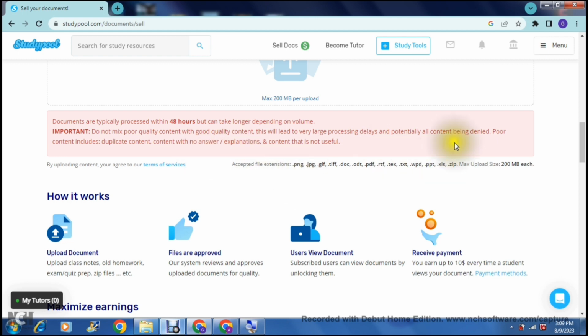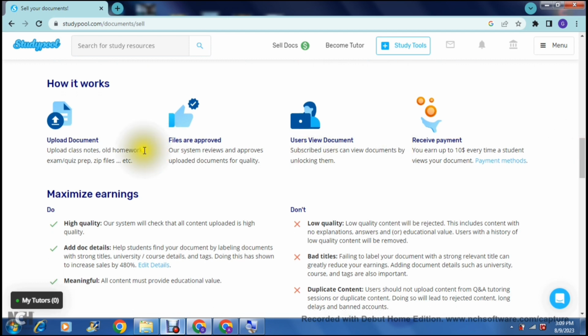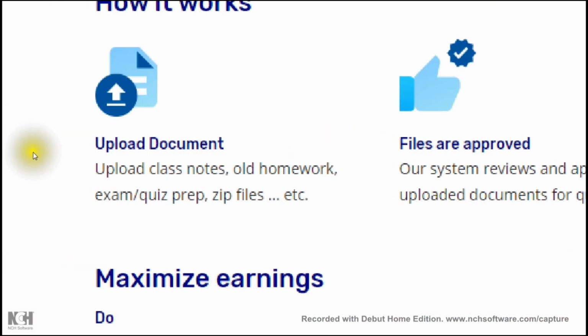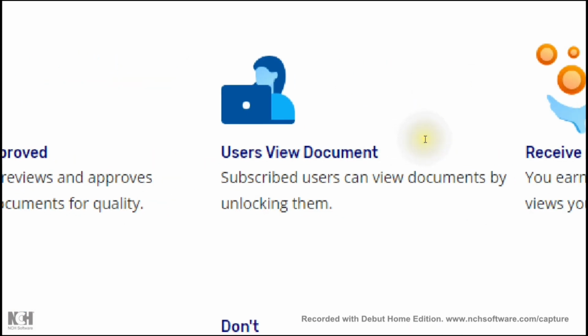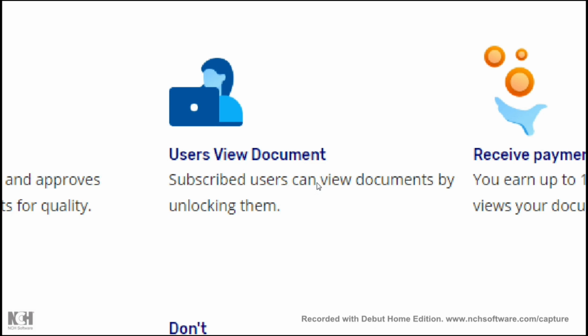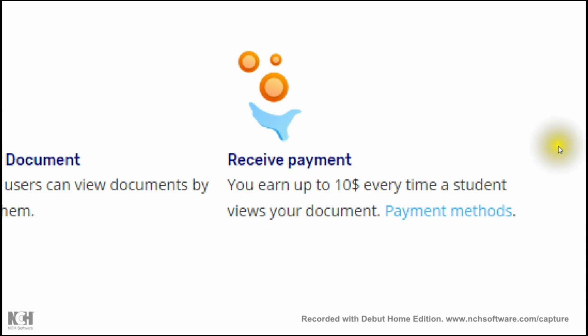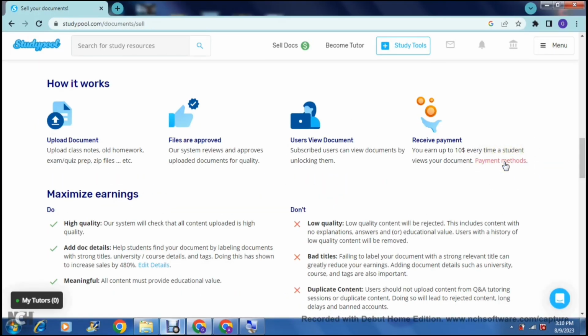So again, as you're going down, it gives you sort of a line of process. The first thing over here on the left hand side, all you have to do is upload a document. The next thing is your files are then approved, and then it is available for the viewers or the students on the platform, and they can view your documents and they can then use them. And then the last and most important step is you earn up to $10 every time a student views your documents. Now, there are various payment methods, and I will show you a few of them in just a minute.